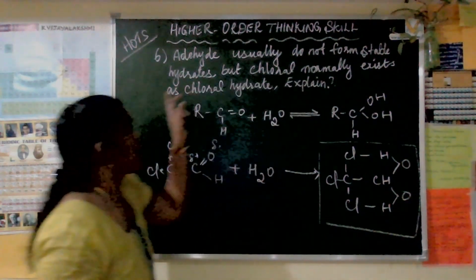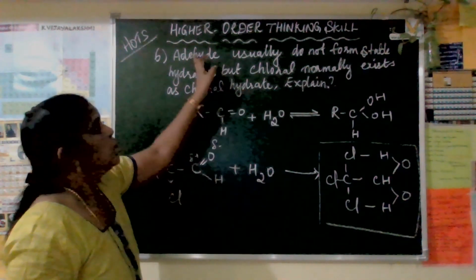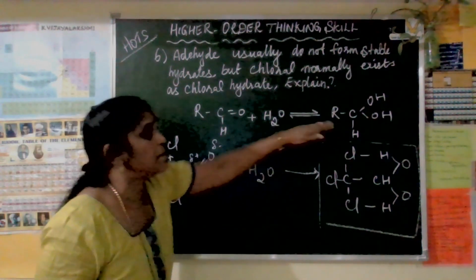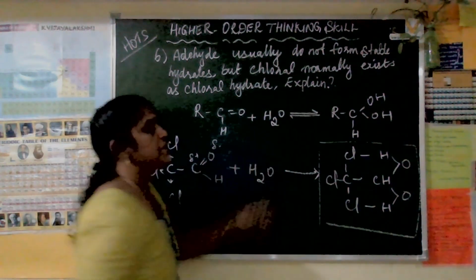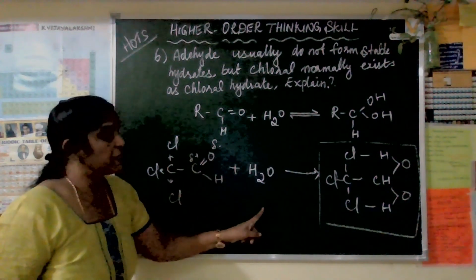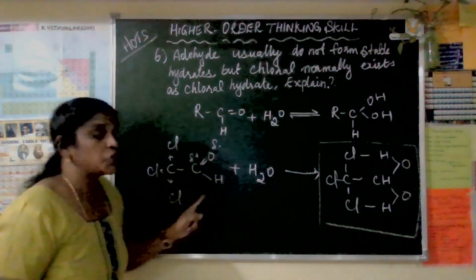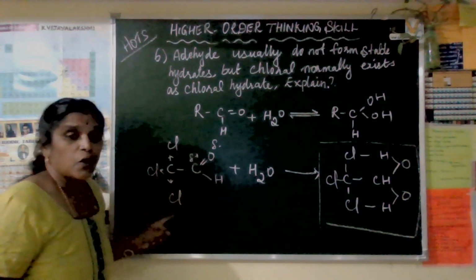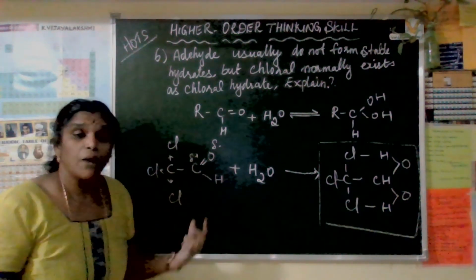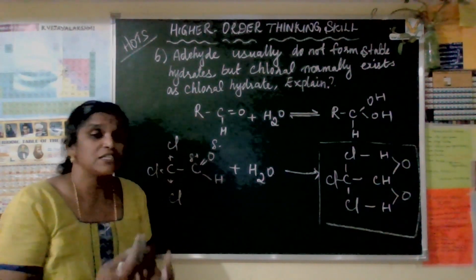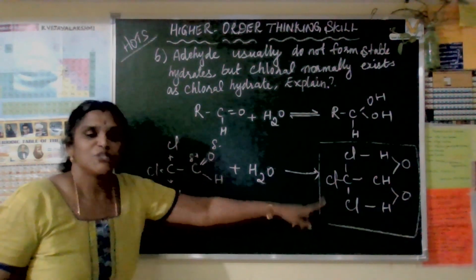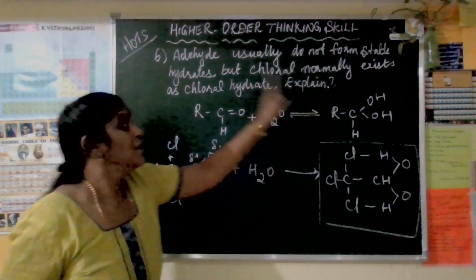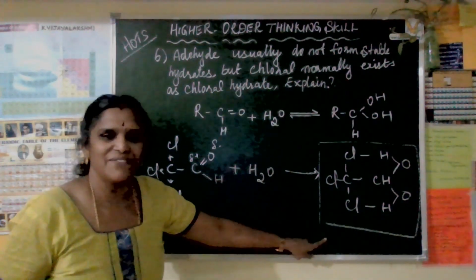Chloral normally exists as chloral hydrate, whereas aldehydes do not form a stable hydrate. This is not stable, this is a reversible reaction. But here, due to the presence of electron withdrawing chlorine atoms, the positive charge increases on the carbonyl carbon. So you are getting the stable formation of chloral hydrate. Hope you're clear with this.